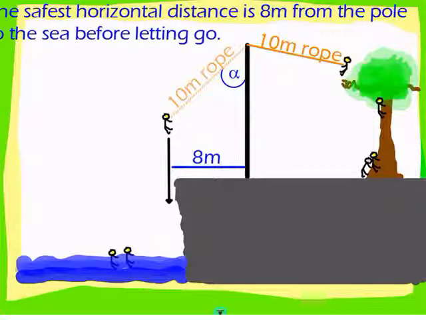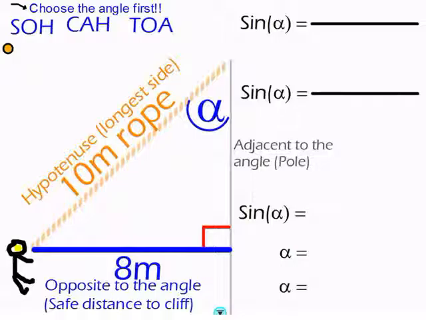So let's zoom in on the triangle and draw it out a bit better. So choose the angle first. You have to choose the angle, otherwise you don't know which side is the adjacent and which is the opposite. So we're going to choose this angle here to be alpha. And I suppose really you have to look at this triangle with your head tilted to the left now, because the side that's opposite this angle is this one. So this is opposite. So the pole is the adjacent, and the longest side, the rope, is the hypotenuse. So the hypotenuse is 10 meters because the rope is 10 meters long.